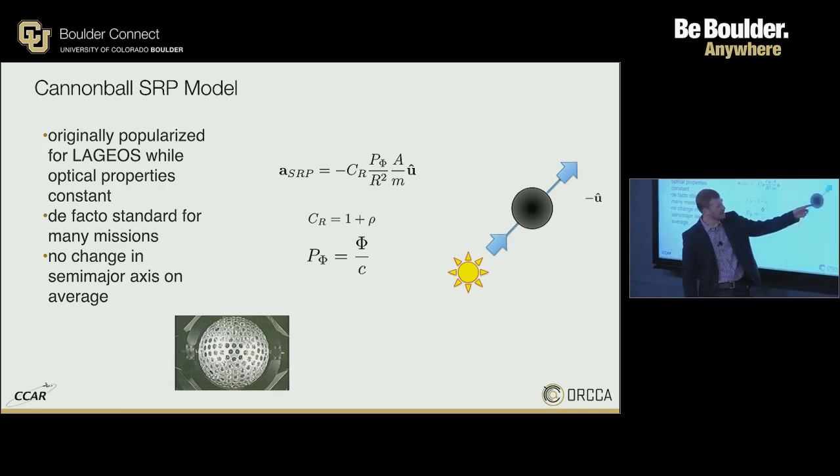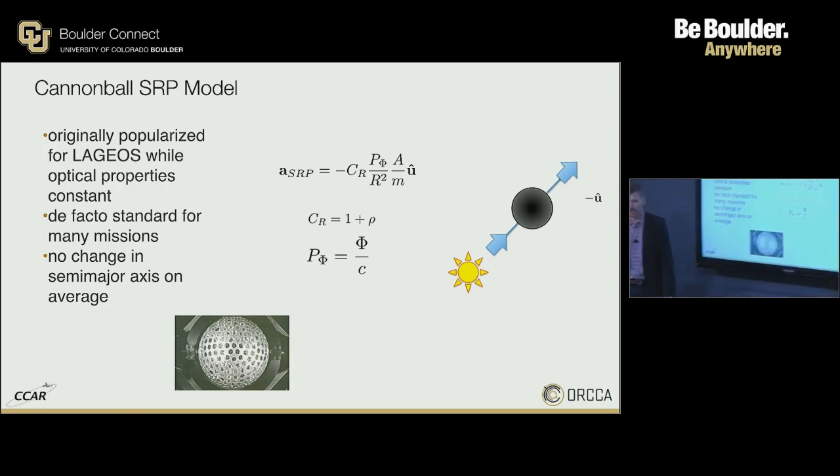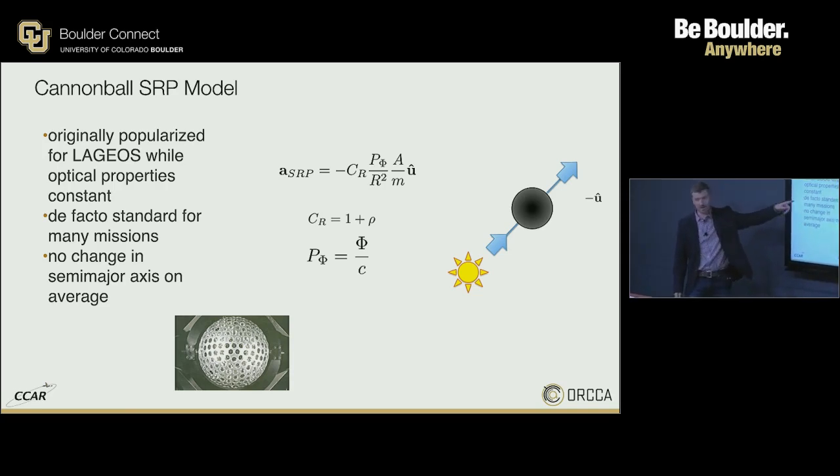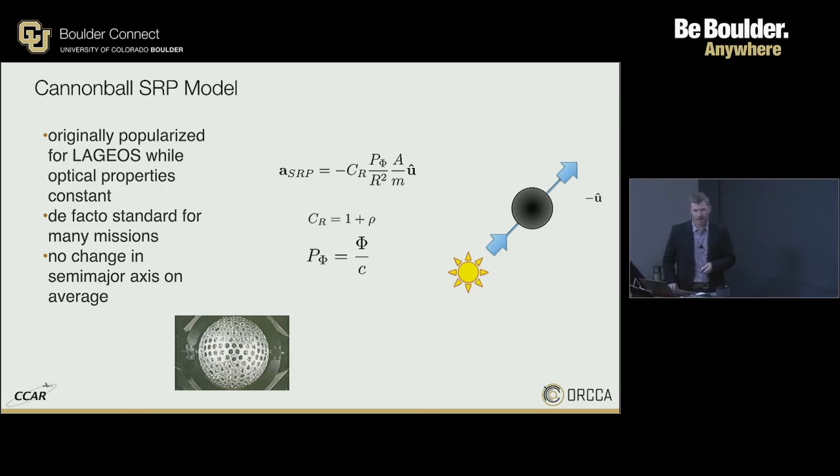But in reality, our spacecraft never look like this. They have big flat panels that are tilted in different ways, and you get forces that are not along that u hat direction. So if you want something really high precision, like GRACE, again, for example, they don't use the cannonball model. They have a more high fidelity model.